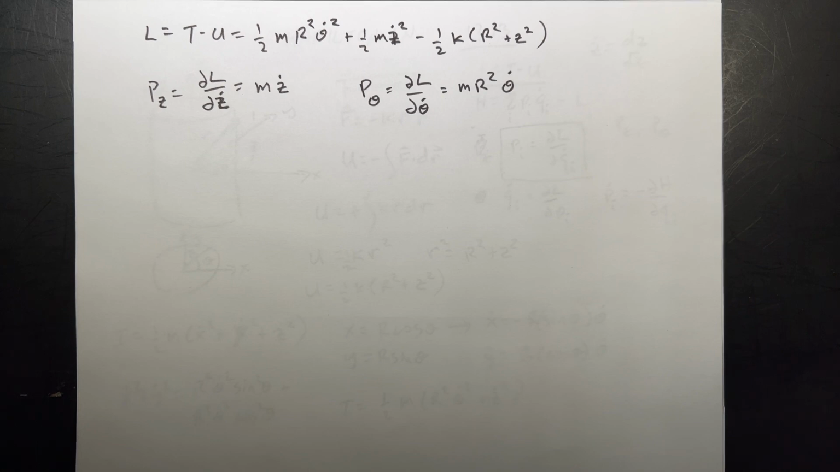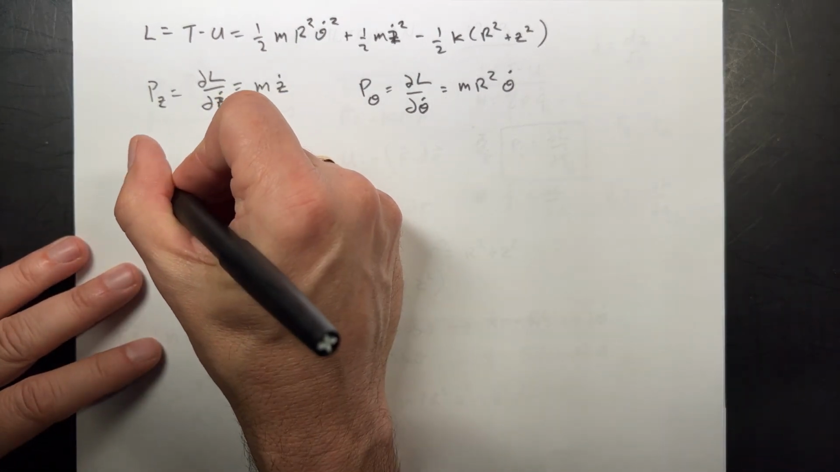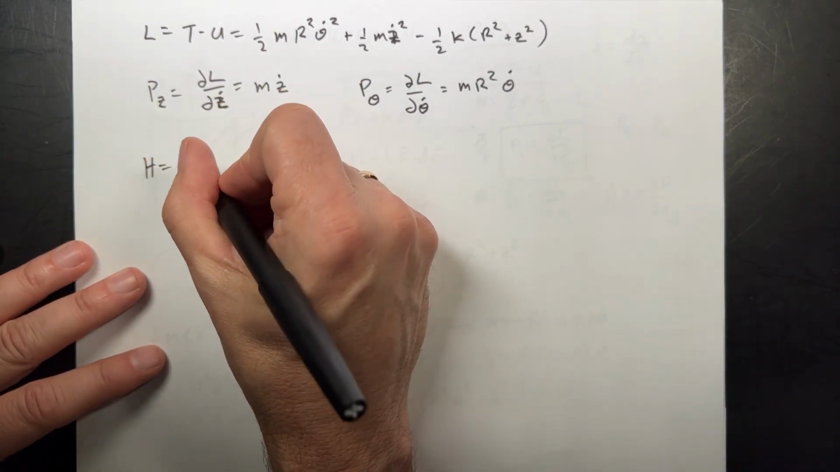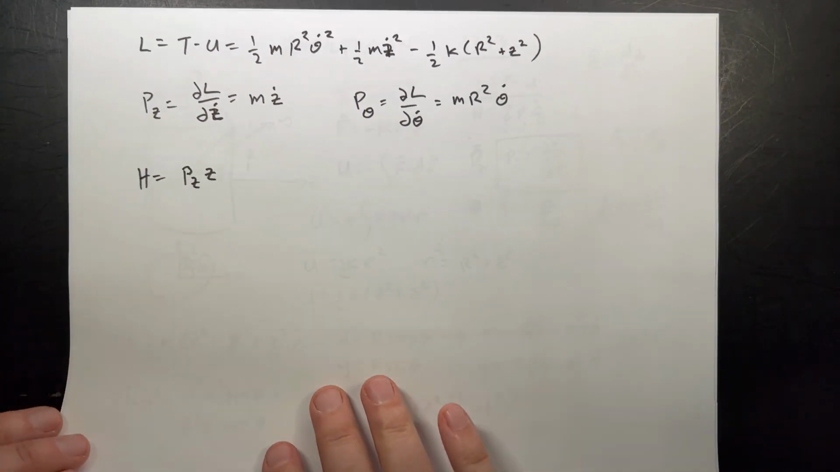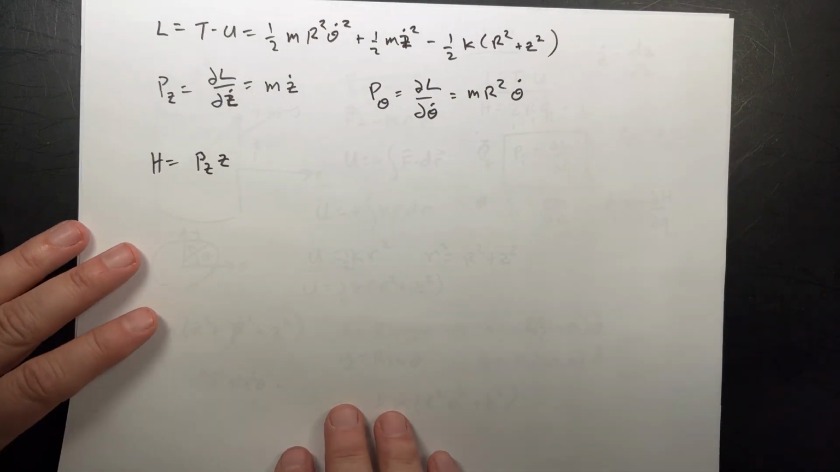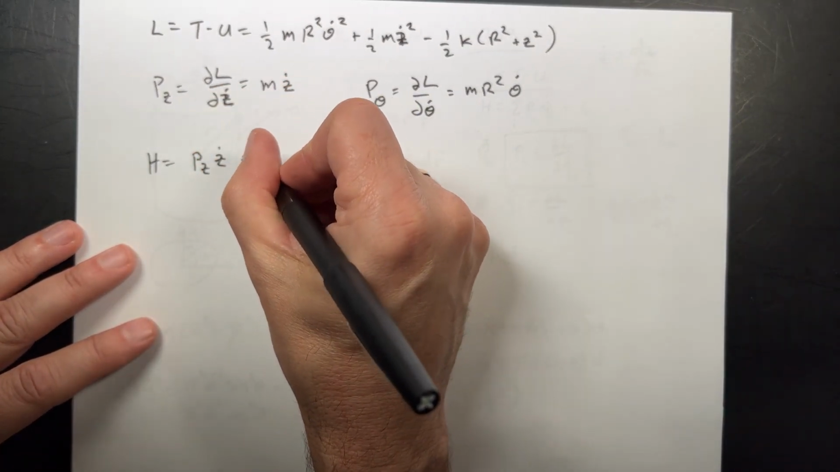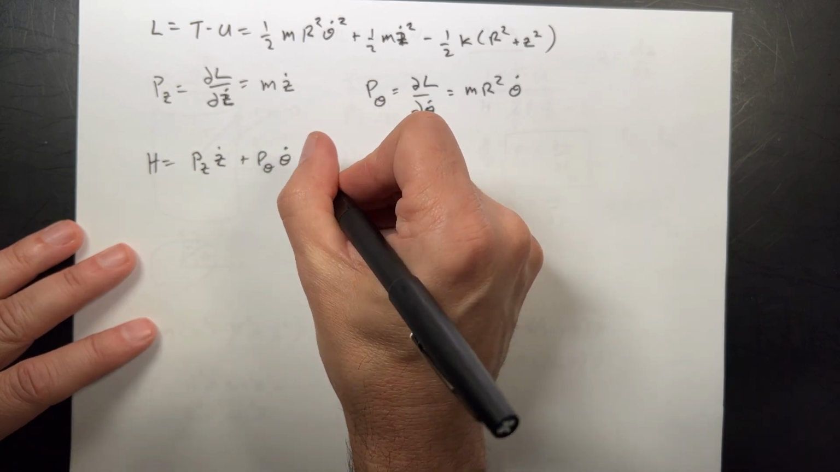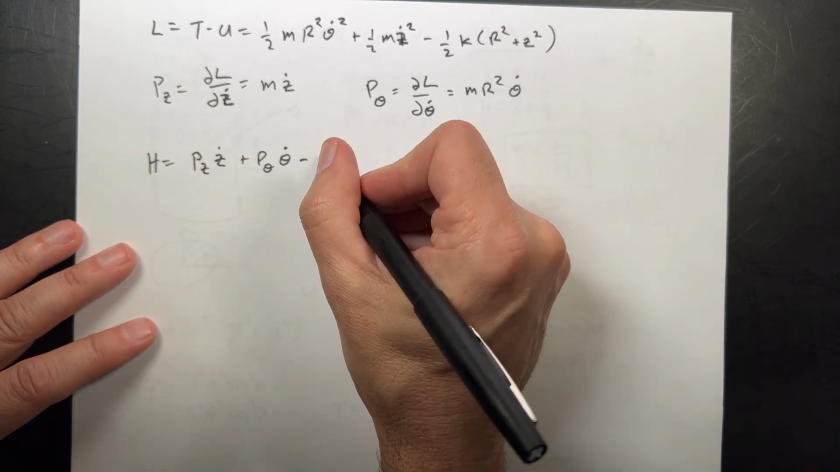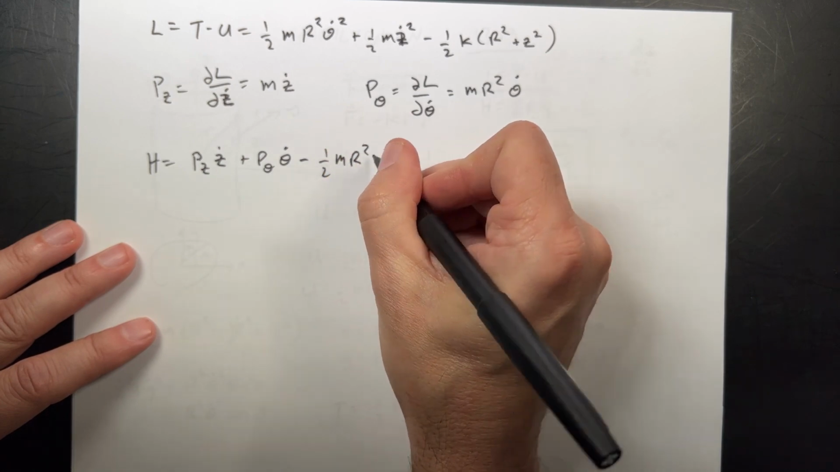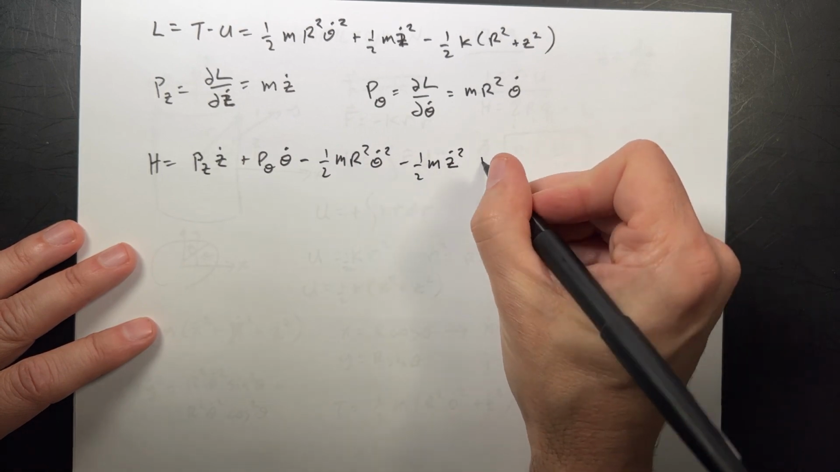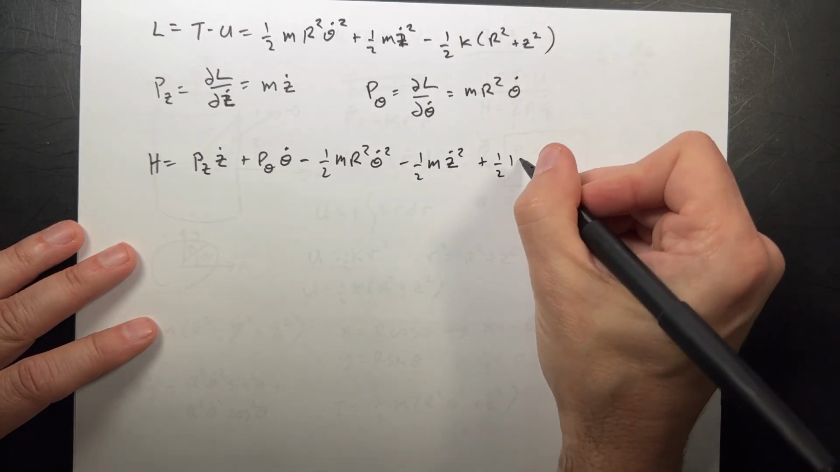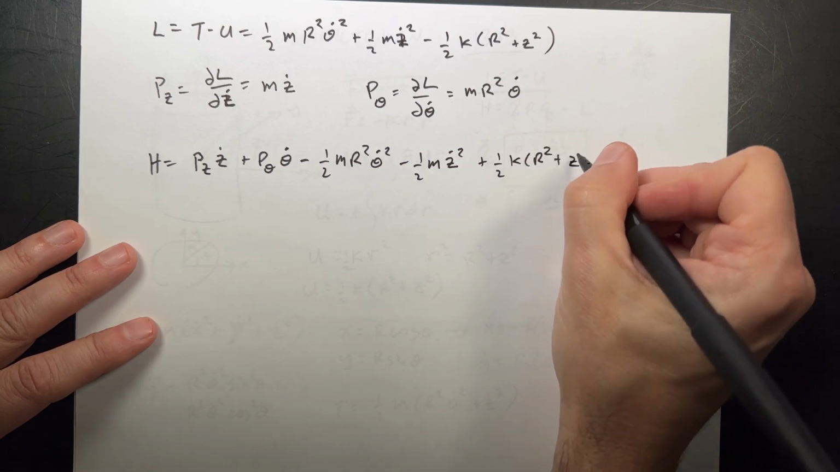Now I can write the Hamiltonian. I have my p's and my q's. So the Hamiltonian H, let's just write it out. It's going to be p z z dot plus p theta theta dot, minus L. And so this whole thing is L. 1/2 m r squared theta dot squared minus 1/2 m z dot squared plus, because minus a negative, 1/2 k times r squared plus z squared.